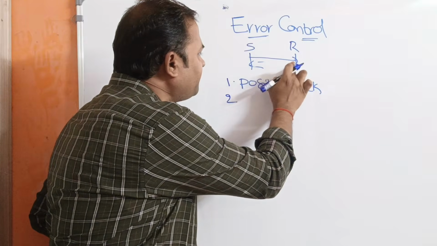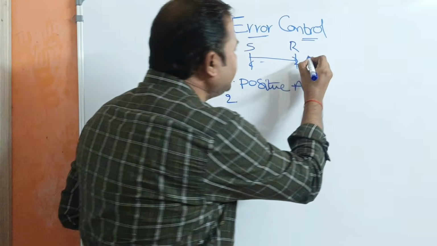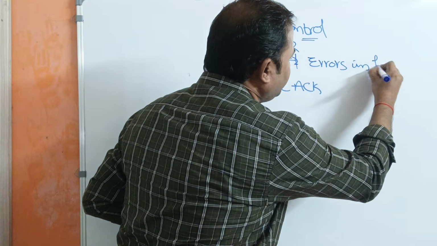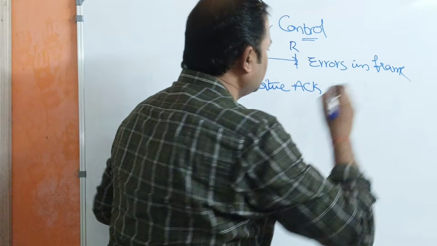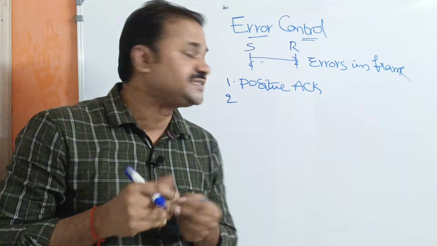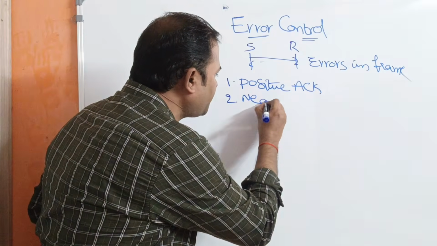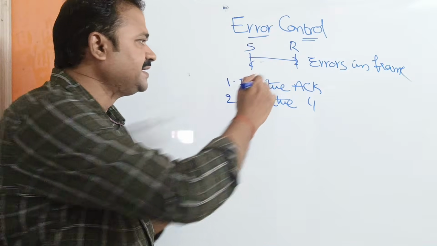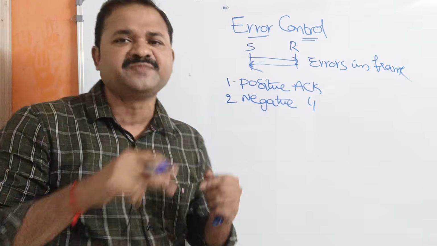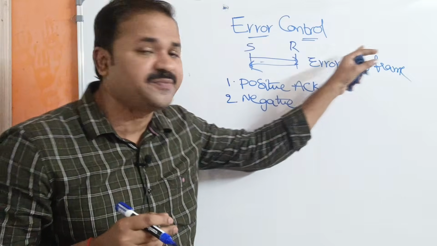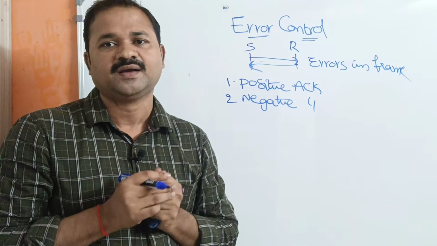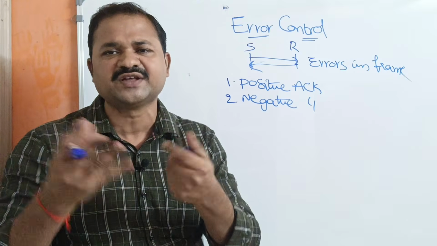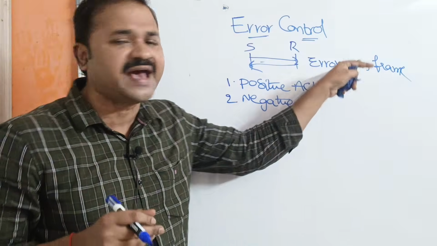Let the sender send a frame to the receiver, but there are some errors in the frame. On that type of occasion, the receiver provides a negative acknowledgement to the sender. Why? Because here the frame has some errors. That means some bits are modified: zeros are converted to ones and a few ones are converted to zeros.